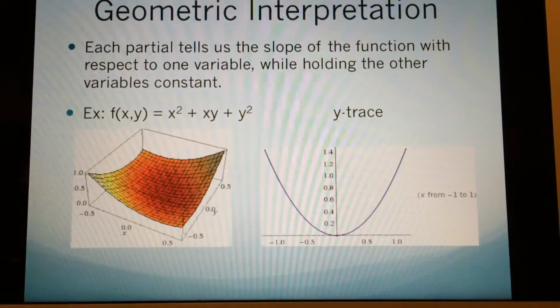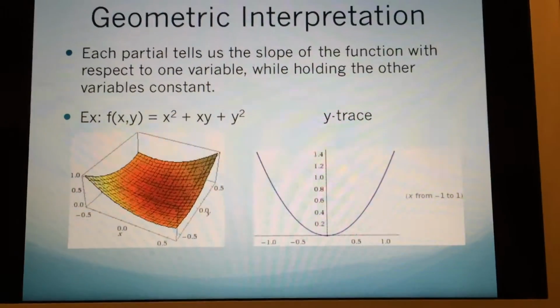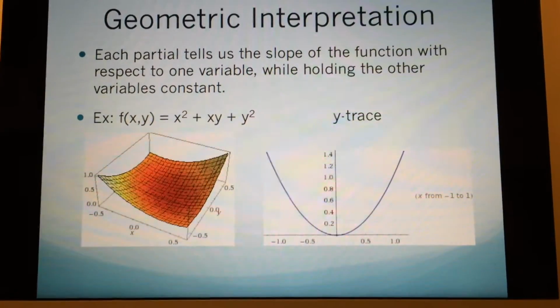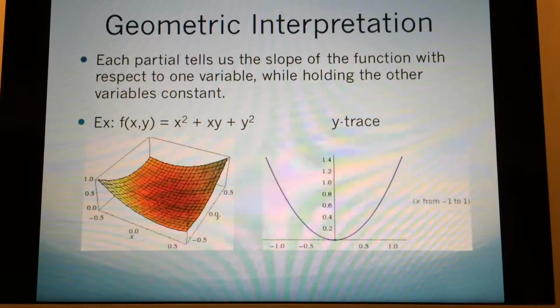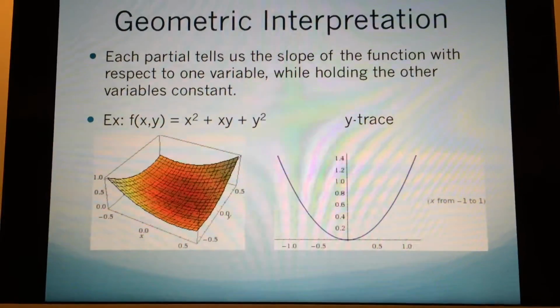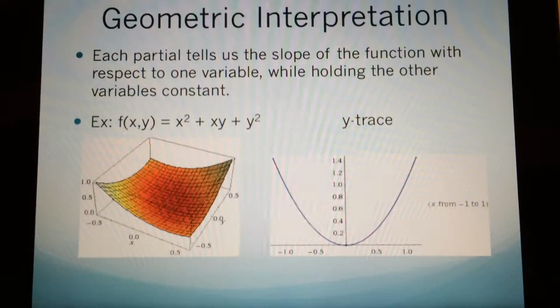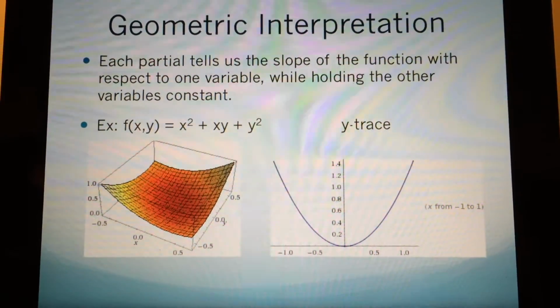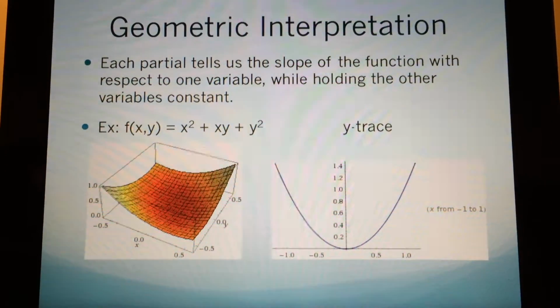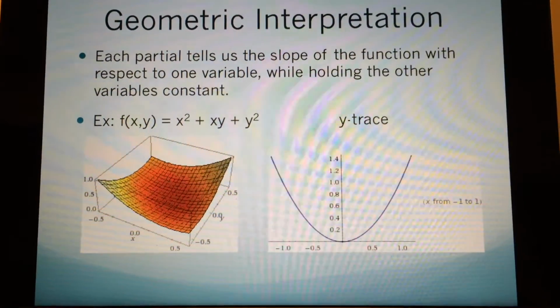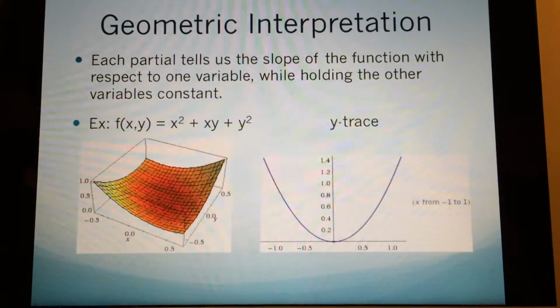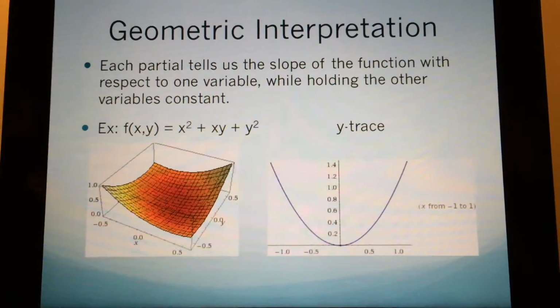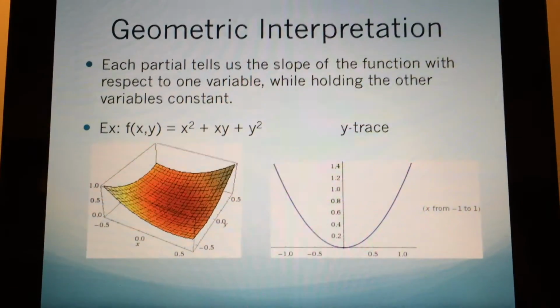For example, on the graph on the right, which is known as the y trace, we set y equal to 0. We would have gotten a very similar looking graph if we had set y equal to any other constant, but we chose 0 for simplicity. So when we set y equal to a constant, we're going to get a graph in the shape of a parabola. And this tells us that if we take a slice of the function of x and y, we're going to get a parabola shape.